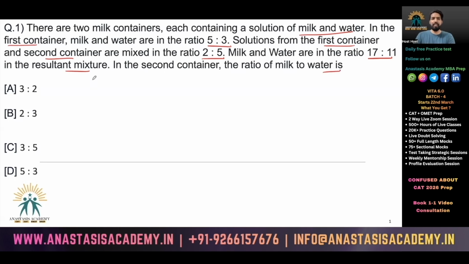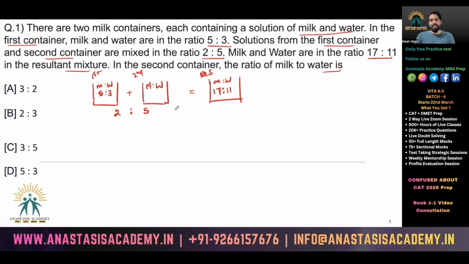So, precisely, we are given two solutions, and the ratio of milk and water in the first container is given as 5:3. But we are not given the proportion for the second container, right? And we have to find the ratio of milk and water in this second container. These are mixed in the ratio 2:5 to make a third solution, or the resultant solution, that has milk and water in the ratio 17:11. So this is the precise outline of the question.